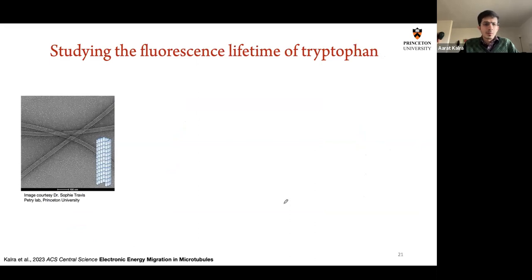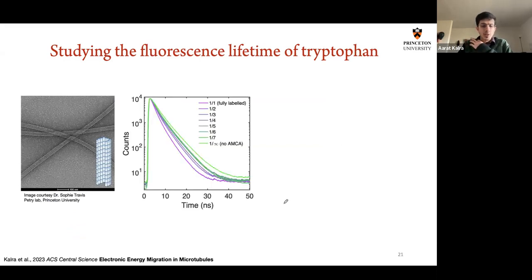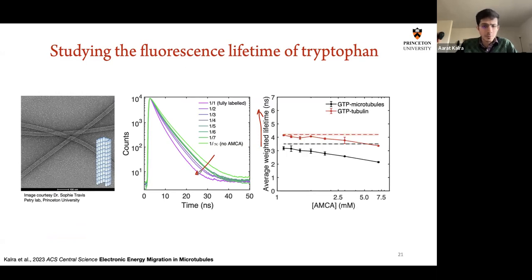So we went ahead, polymerized some microtubules. This is a TEM image of microtubules that I had. And we went ahead and we measured their fluorescence lifetimes. You can see that as the concentration of AMCA was increased, the lifetime appears to reduce. So great, that makes sense. We quantified this, we fit this to a bunch of exponentials, and we produced an average weighted lifetime.